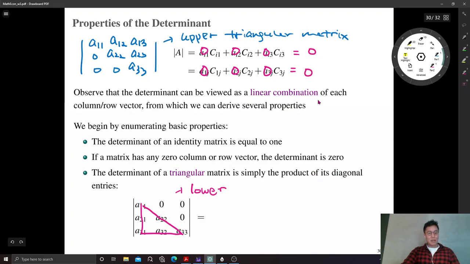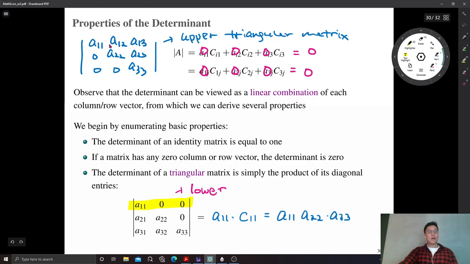Okay? Think about this lower one. If we do Laplace expansion by the first row, the determinant of this matrix is going to be A sub 1,1 times C sub 1,1, because we don't have to think about the second and the third entry. Right? And C sub 1,1, by the way, is A22 times A33. Right? The determinant of this submatrix is just the product of this diagonal. Okay? So in total, the determinant of this matrix is the product of these three diagonal entries.